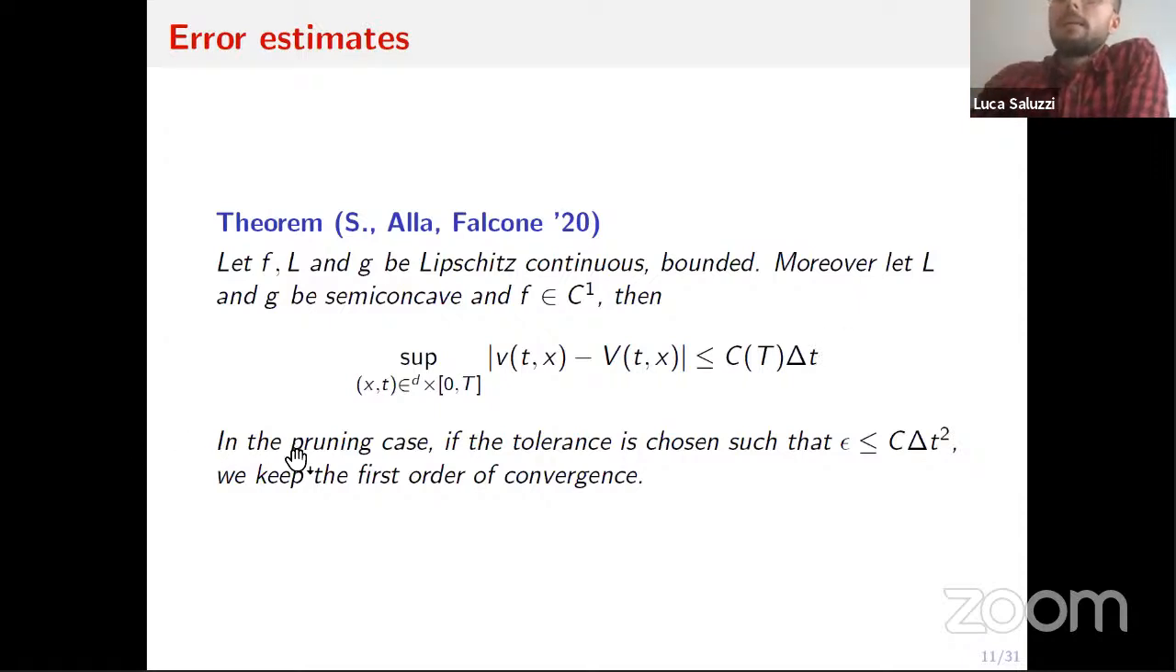More importantly, in the pruning case, if the tolerance epsilon, the threshold that I described before, scales like delta t squared, where delta t is the time step, we can keep the first order convergence. So it's stating that you can prune if you are using this epsilon, but you keep the first order of convergence. This is quite important if we want to preserve the order of convergence. This is the theoretical foundation of the tree structure.